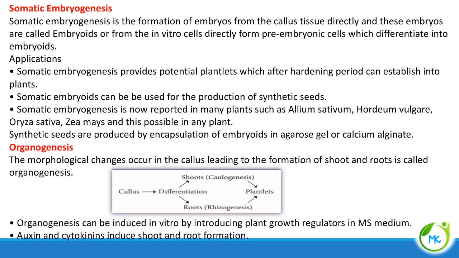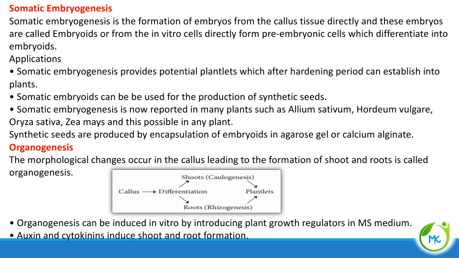And applications. Somatic embryogenesis provides potential plantlets which, after the hardening period, can establish into plants. And these embryos can be used for the production of synthetic seeds. And this has been reported in many plants such as Allium sativum, Oryza sativa, Zea mays, Hordeum vulgare, etc.